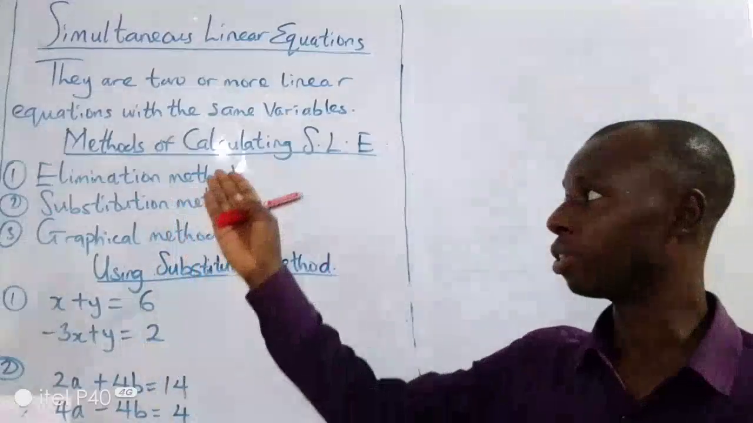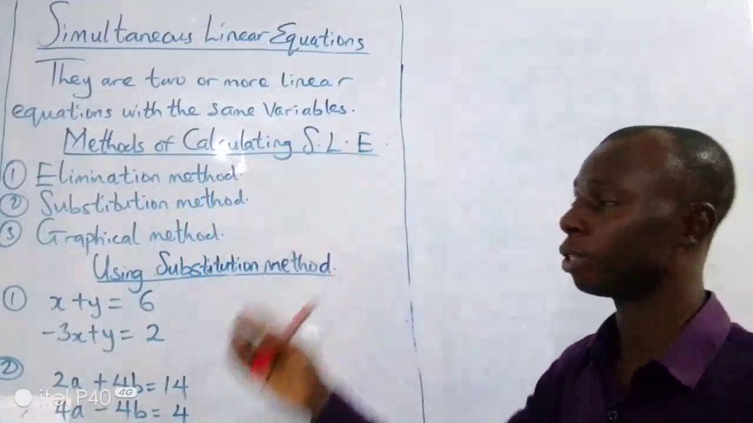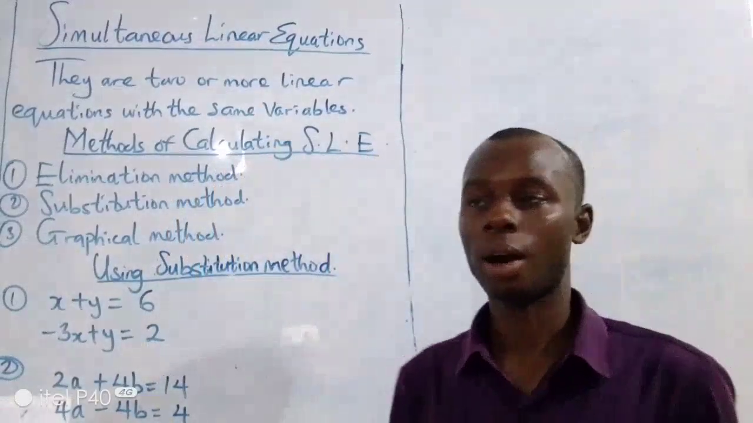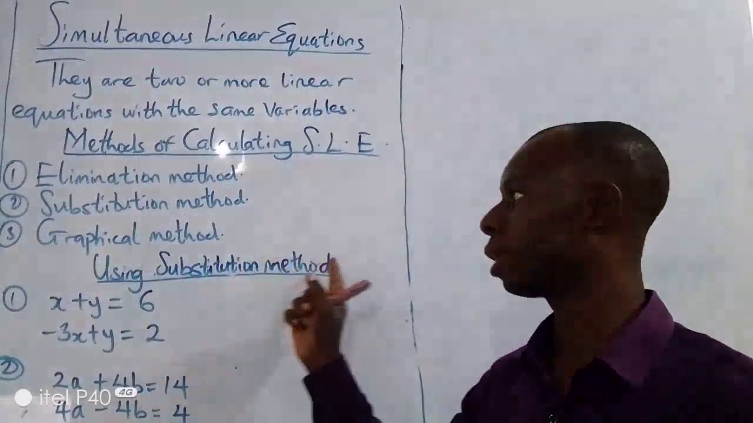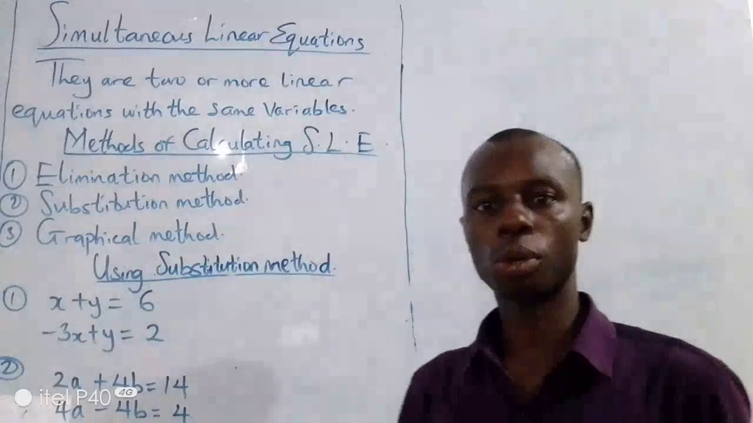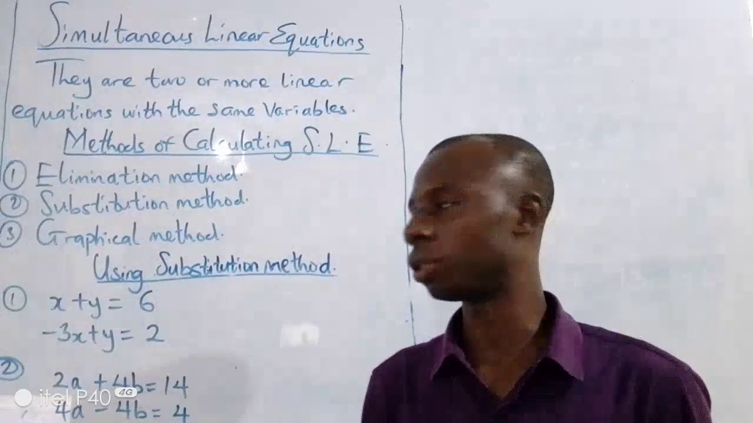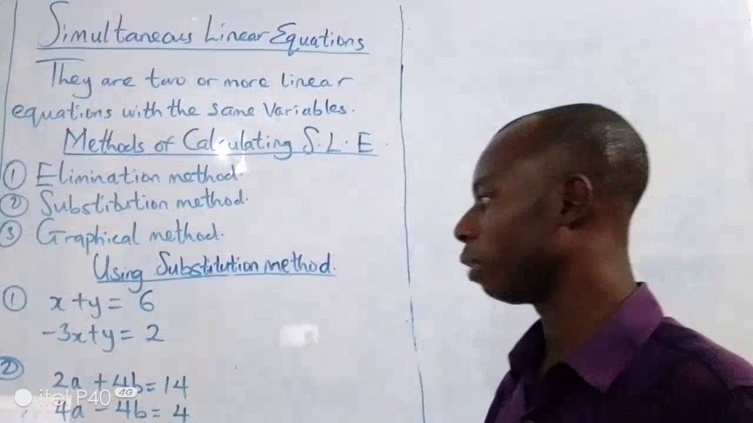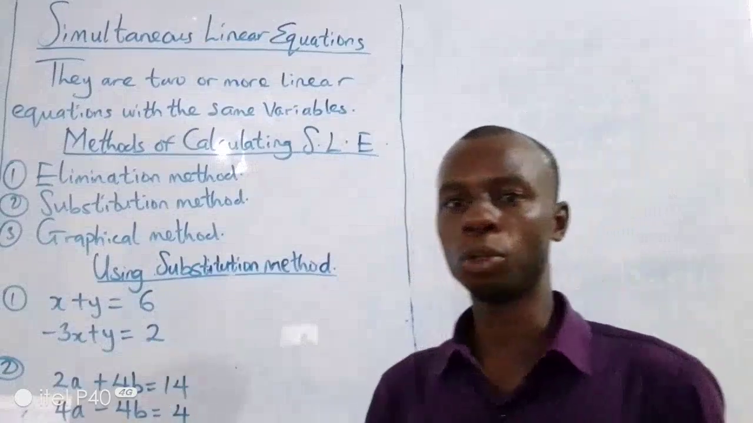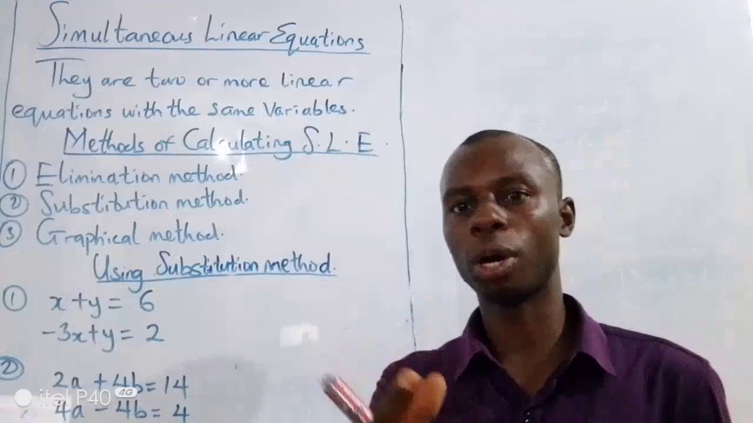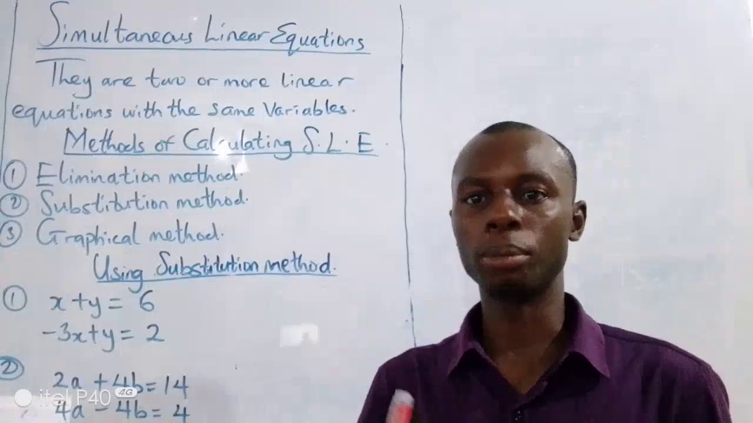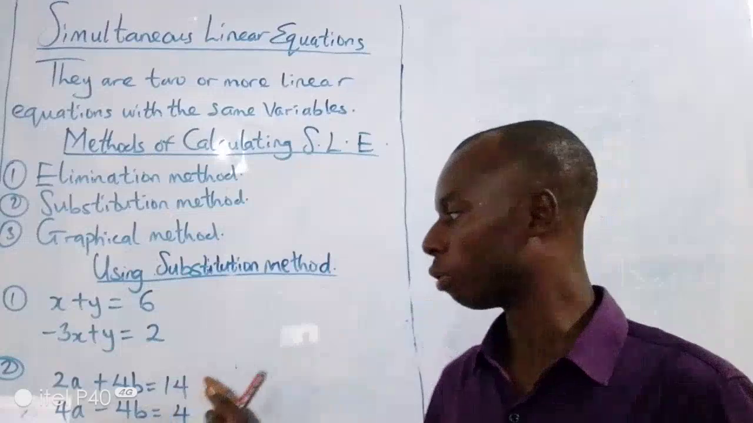In our last class in this series, when we introduced simultaneous linear equations, I discussed all three methods. However, today we are going to look at the substitution method for solving simultaneous linear equations. There are two examples given on the board here, but I'm going to solve only one of them, and I'll give the second one for you to try on your own, using the substitution method to solve it.